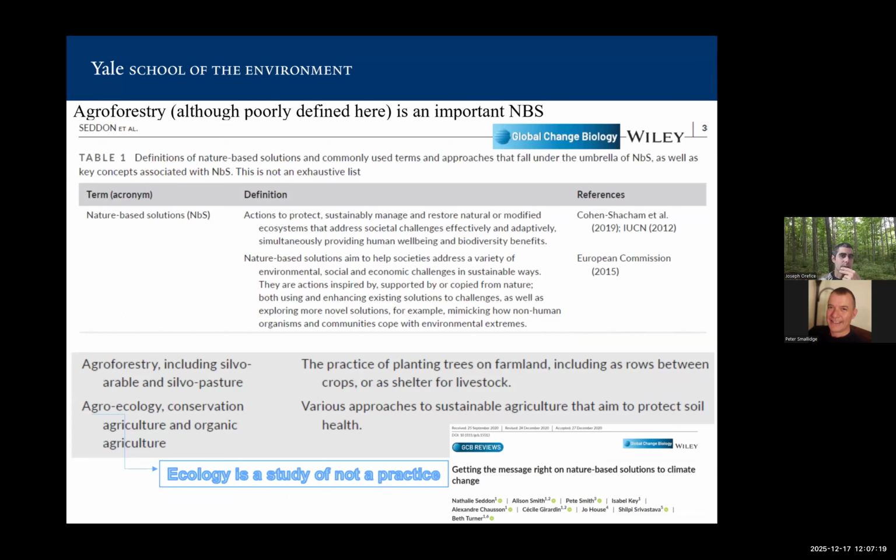This is another paper that's out there. I don't think they define agroforestry well in here, but they define it as a nature-based solution. They define agroforestry as the practice of planting trees on farmland, including as rows between crops or as shelter for livestock. It's a lot more intensive than that. It's a lot more intentional than just planting trees on farmland. And that's a whole other topic to describe what agroforestry is, or silvopasture for that matter. But the point is, silvopasture gets a lot of attention as a nature-based solution, as a potential for carbon storage, carbon sequestration. And there really isn't a ton of work on it in terms of actually quantifying that. How does that compare to some of these other agricultural systems?